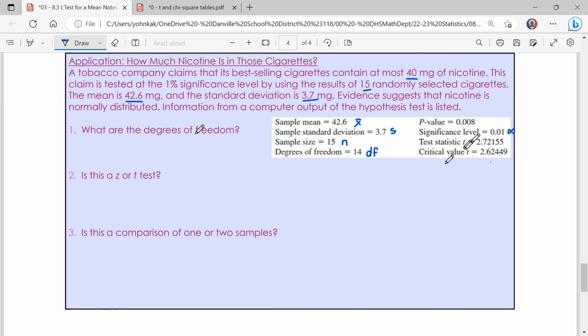So what are the degrees of freedom? Number one, the degrees of freedom are 14. Is this a z-test or a t-test? Well, notice that you have test statistics and critical values with t, so this is a t-test. You also know it's a t-test because you have the sample standard deviation, not the population standard deviation. Is this a comparison of one or two samples? We have only chosen one, so this is a one sample test.